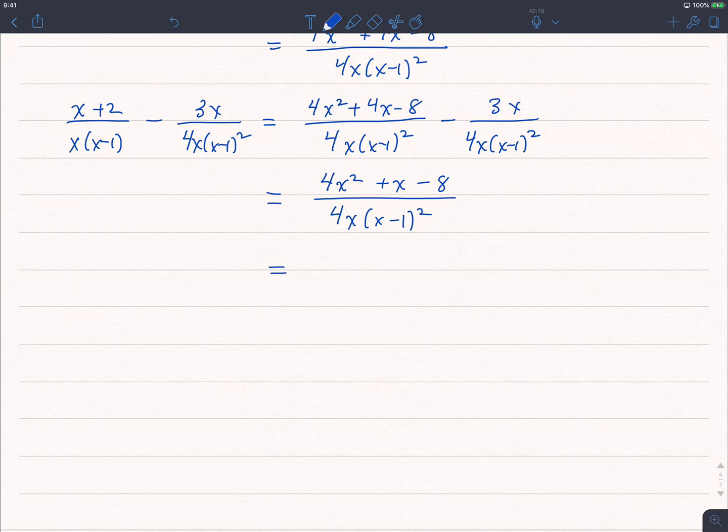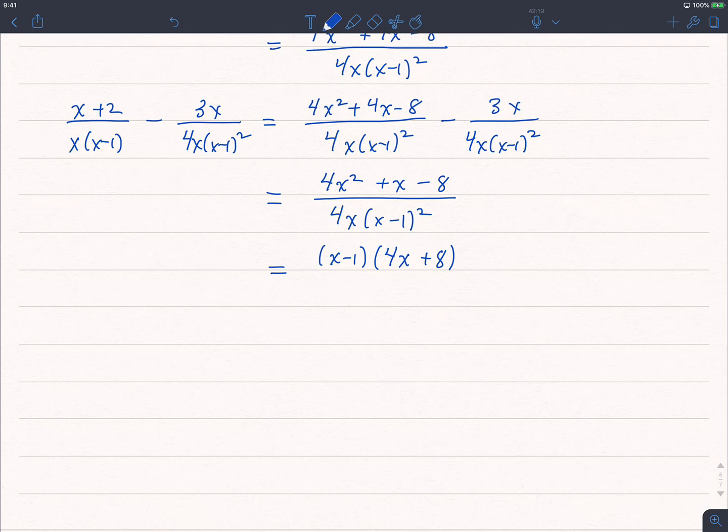So the only hope the numerator has of canceling with anything in the denominator is if it has a factor of x minus 1. So let's see if the numerator can factor where one of the factors is x minus 1. If one of the factors is x minus 1, the other factor would have to be 4x plus 8, looking at the first and last terms here. So the first term is 4x squared. The last term is negative 8, so that checks out.